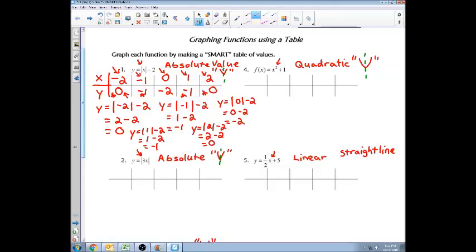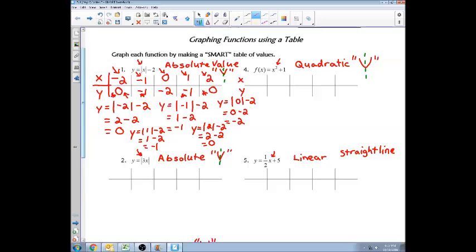Guys, that is going to happen with every single graph you do when you have the absolute value or a quadratic. So really all I have to do is fill in 1/2 of the graph and I'll know what the y values are on the other side. Okay? Let's go ahead and check out the quadratic in number 4 then real quick.